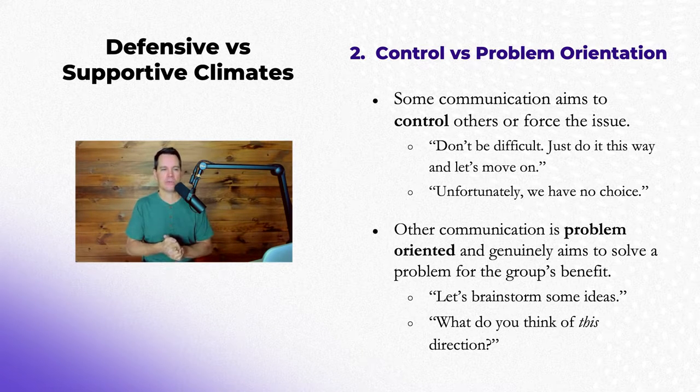So on the other side of the coin is where communication is problem-oriented and genuinely aims to solve a problem for the group's benefit. So the word problem, of course, sounds like, oh, there being a problem. But what it means is their communication is focused on solving the problem. They're not aimed at controlling the other person. You're coming shoulder to shoulder with the other communicators in the group, and you're trying to work on solving the problem. So you hear people say, "Let's brainstorm some ideas," or "What do you think of this direction?" They're trying to work on the problem, and that becomes the focus of the conversation. That brings the temperature down in the room and is more supportive communication.